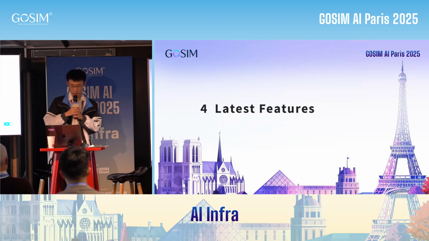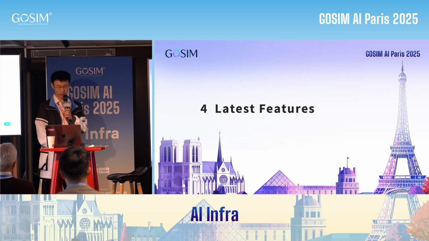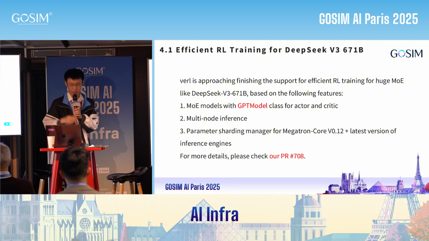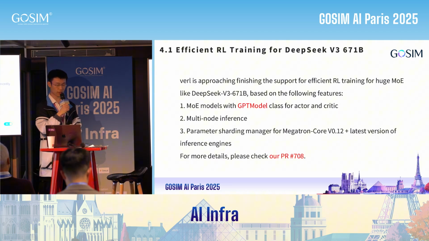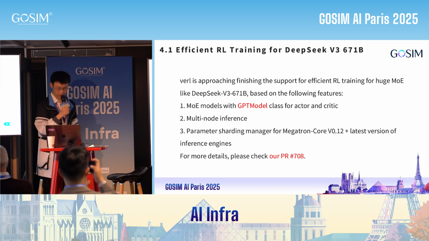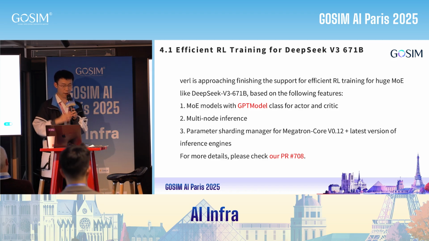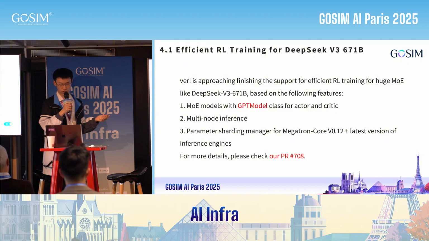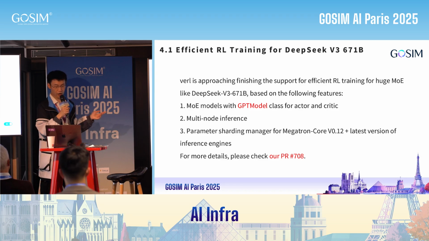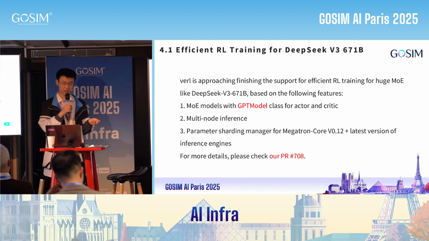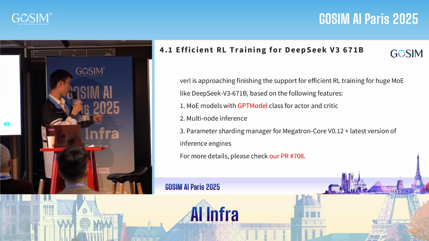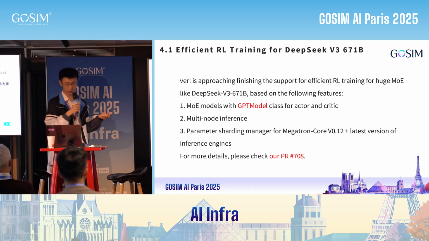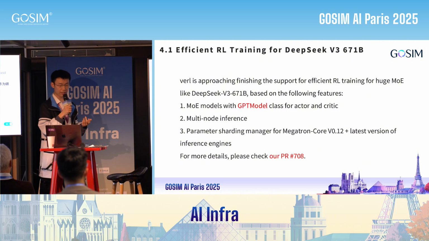In the last section, we will share the latest features of verl. We are currently in the intensive testing phase of reinforcement learning for the DeepSeek V3 671 billion model. This feature is based on the GPT model implementation of Megatron and multi-node support of the inference engine, such as vLLM and SGLang, and the sharding manager for Megatron Core version 12 or higher. If you are interested, you can check out our PR 708.